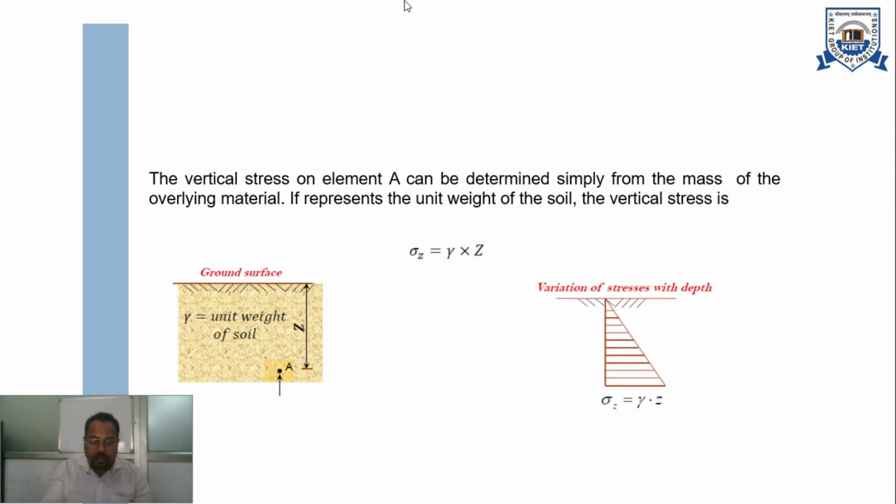In the given diagram, point A is situated at depth z below the ground surface. For the variation of stress with depth, we can see sigma z equals gamma z at the bottom of the graph, and at the topmost it is 0. It varies between 0 and sigma z equal to gamma into z.